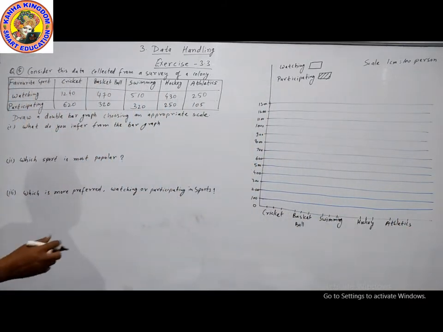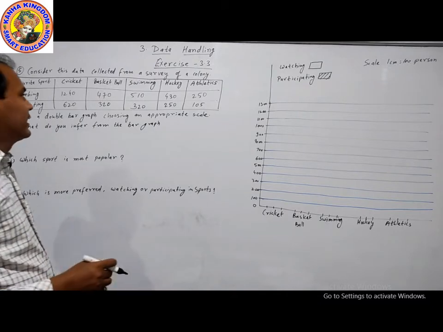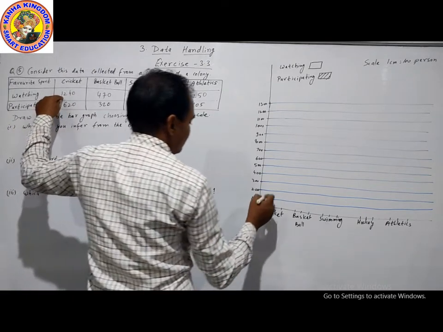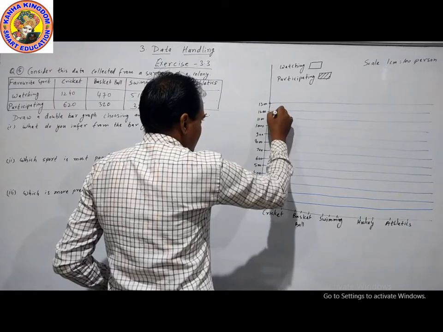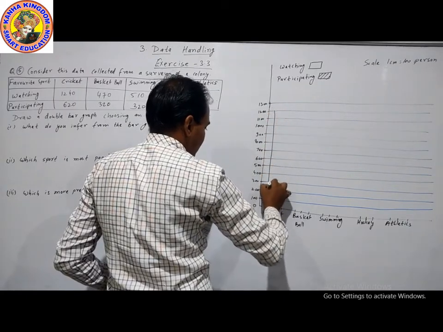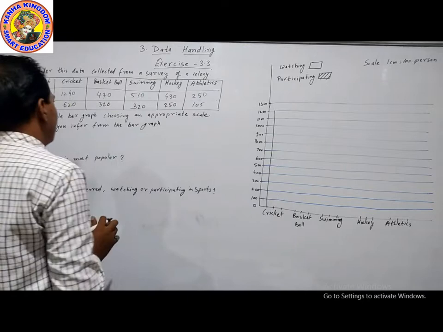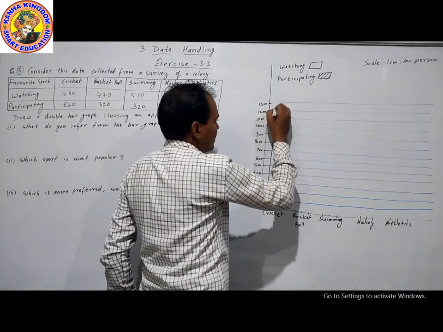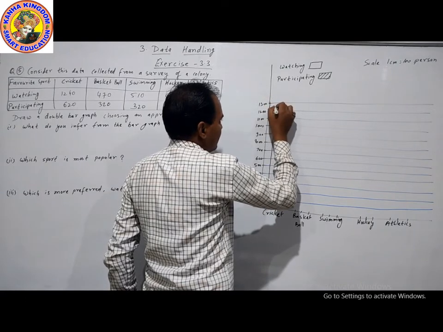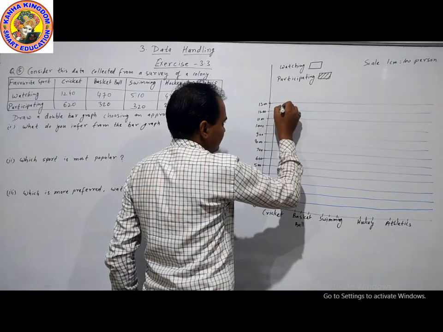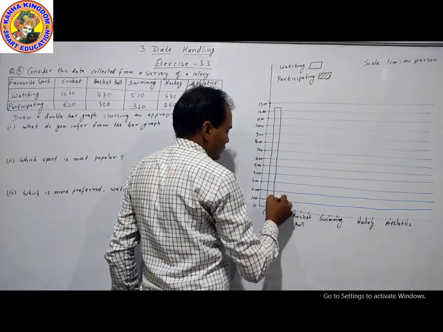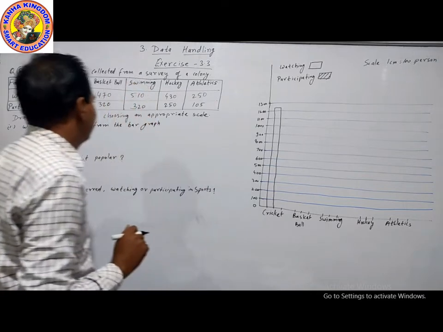For each sport, I draw 3 lines. First is cricket. Cricket watching is 1240. Here is the 1200, and above the half is 40. So this is the bar for watching.